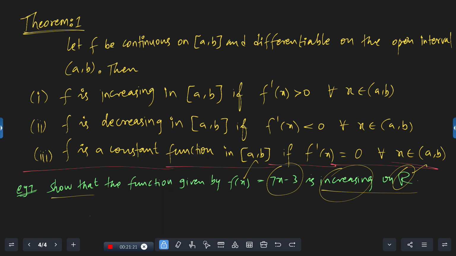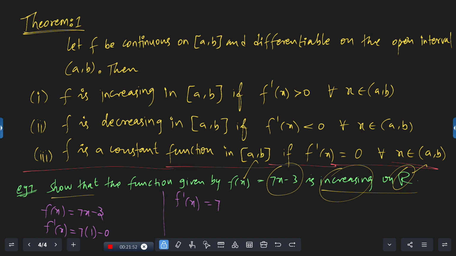Let's go. Listen, suppose f of x is equal to 7x minus 3. So with the help of derivative, I am going to check whether it is increasing or decreasing. First you differentiate. f of x is equal to 7 into x, derivative 1, minus 3, derivative 0. Then what am I getting? f dash of x is equal to 7 ones are 7. Listen carefully. We got f dash of x equal to 7.